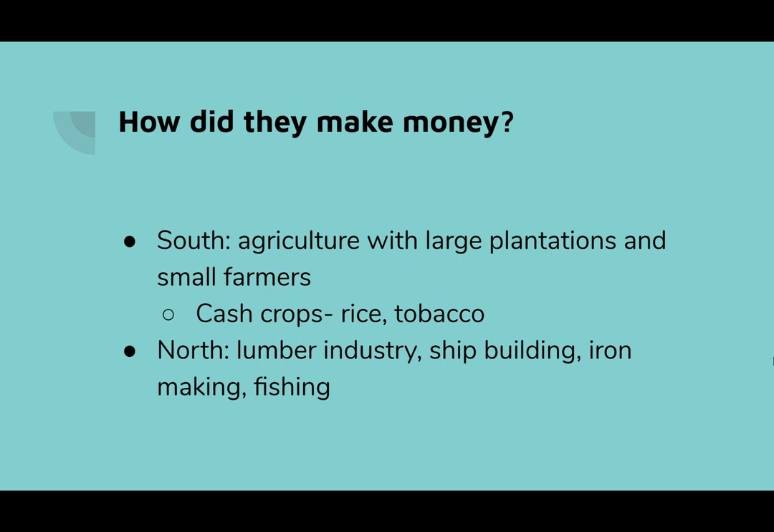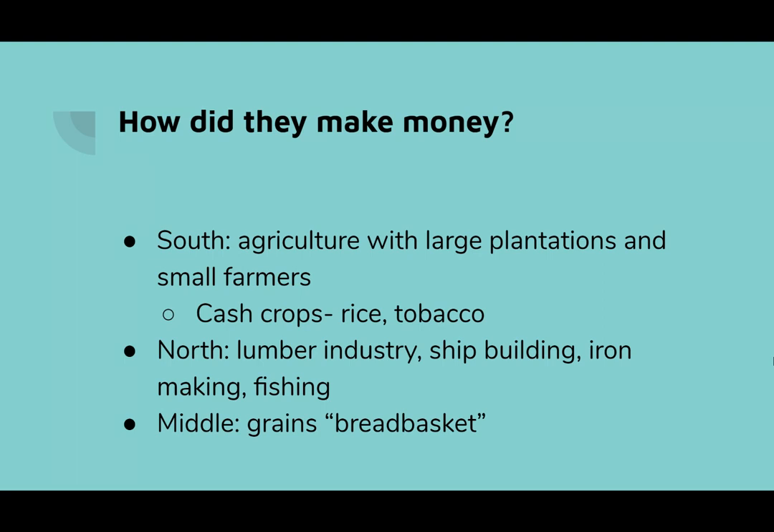And one of the ways that they make money is the lumber industry. So they get a ton of timber from all of the forests that are around. They're going to use that for shipbuilding. They also engage in iron making as well as fishing, and they will be able to ship these raw materials back to England. In the middle colonies, we know they were known as the breadbasket colonies.